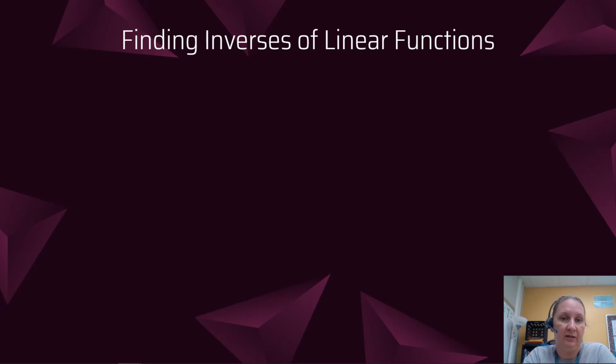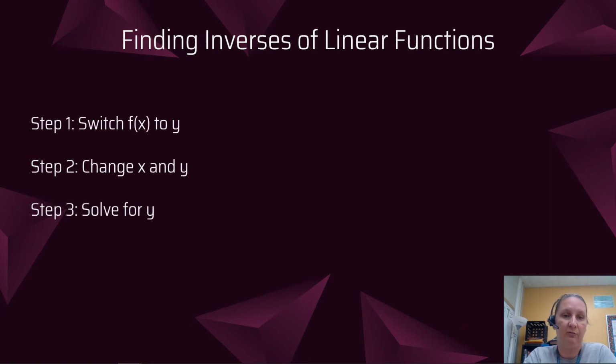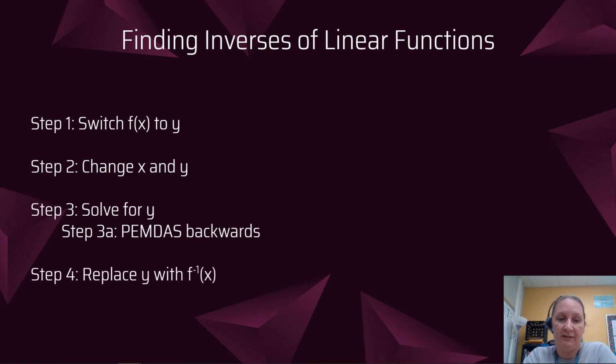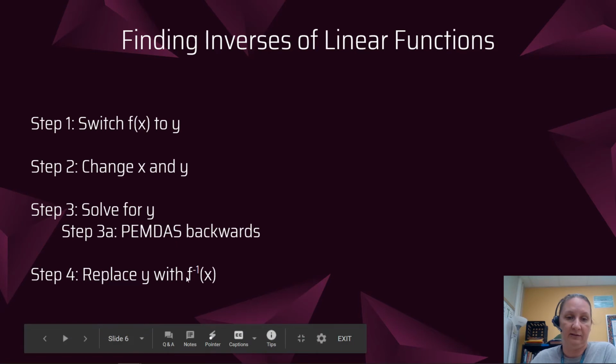So finding linear inverses of linears, there's a couple of steps. First one, we're going to change our f of x to a y. Step 2, we're going to switch our x and y spot, and then we're going to solve for y. We do that by using PEMDAS backwards. I call it SADMEP. And then we replace our y with f to the negative 1 of x. That is the symbol for negative 1. So that's the symbol for an inverse.